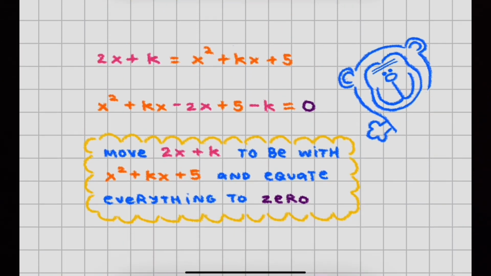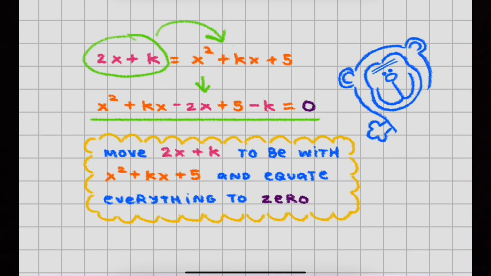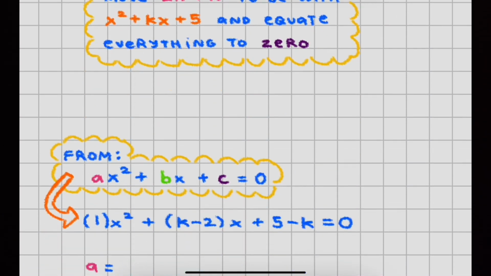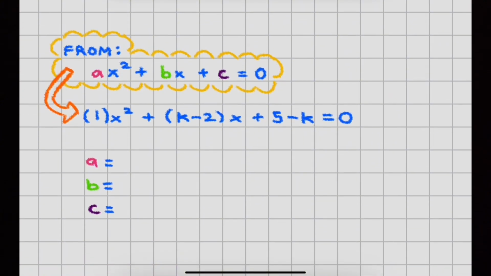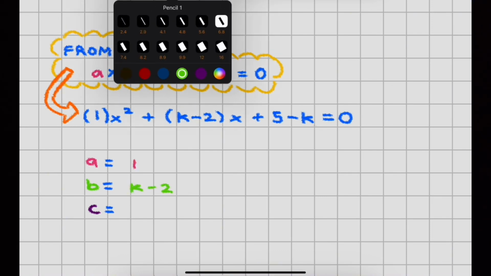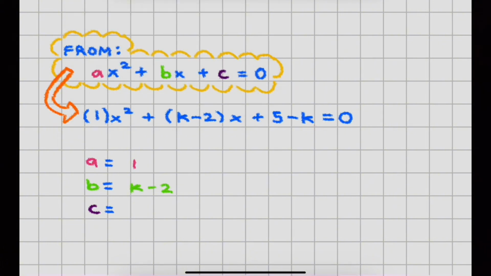Then, we'll need to move 2x plus k to be with x squared plus kx plus 5 and equate everything to 0. From ax squared plus bx plus c equals 0, our a is equal to 1, our b is equal to k minus 2, and our c is equal to 5 minus k.